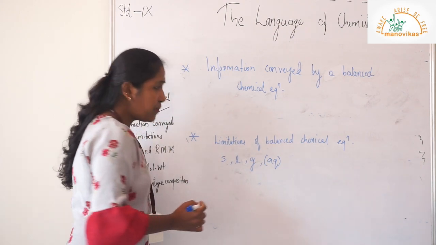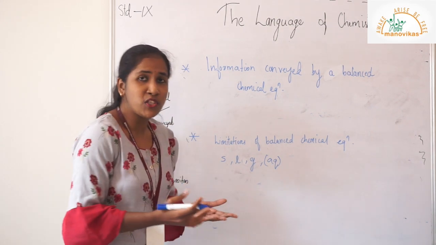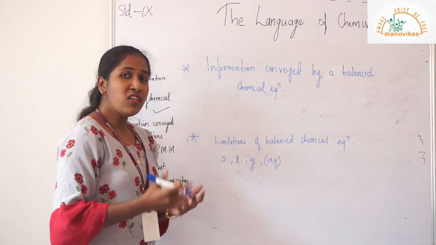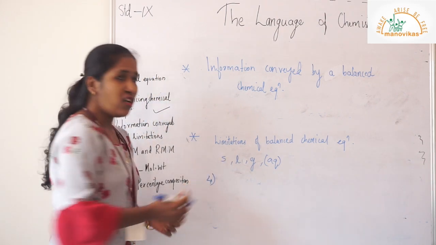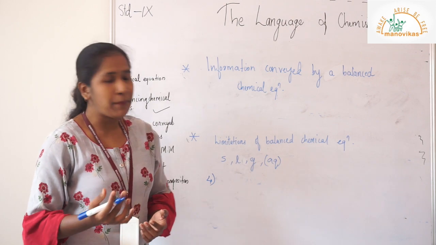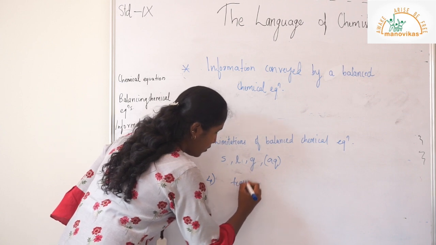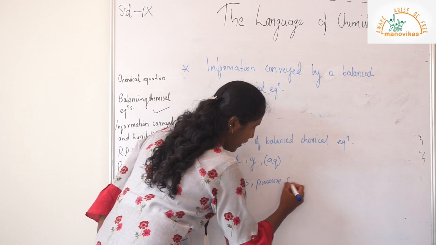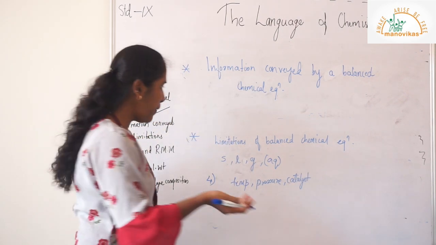Second limitation is, it does not tell us whether the reaction has come to completion or not. Third limitation is, the balanced chemical equation does not tell us about the speed of the reaction. Fourth, it does not tell us about the conditions required to bring about a chemical reaction. For example, you have temperature, pressure, catalyst, then heat energy, light energy and many more.